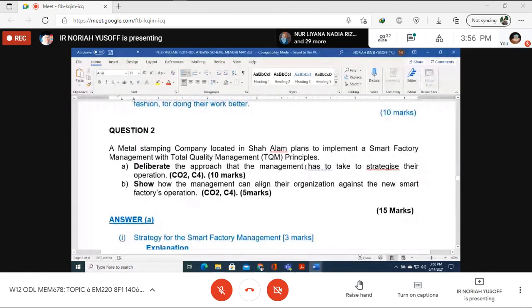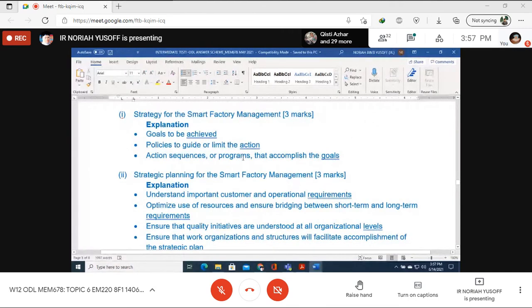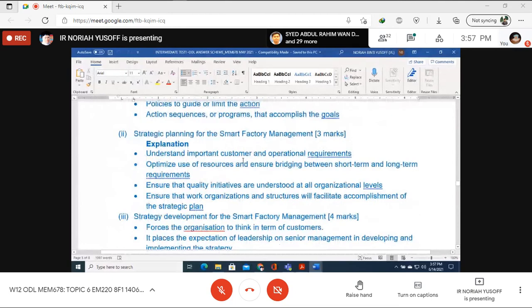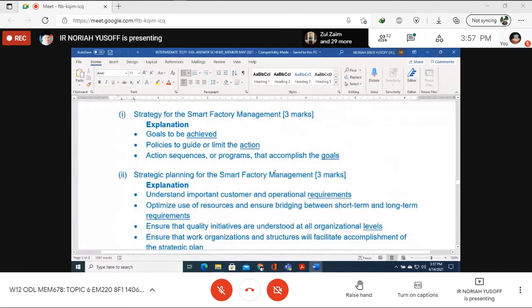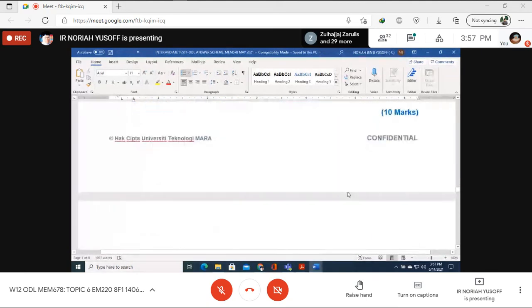So question number 2, it is about the company that would like to implement the smart factory with the TQM principles. Okay, this is only the scene setting here. But the actual question is to deliberate the approach that the management must take to strategize their operation. It is about strategic planning. In the question, I already have the keyword: has to take or must take to strategize. So if you answer about the strategic planning stages, the steps, then you get full marks here. Strategy for the smart factory management. Strategy planning for the smart manufacturing. And then strategy development. Okay, this is the answer.